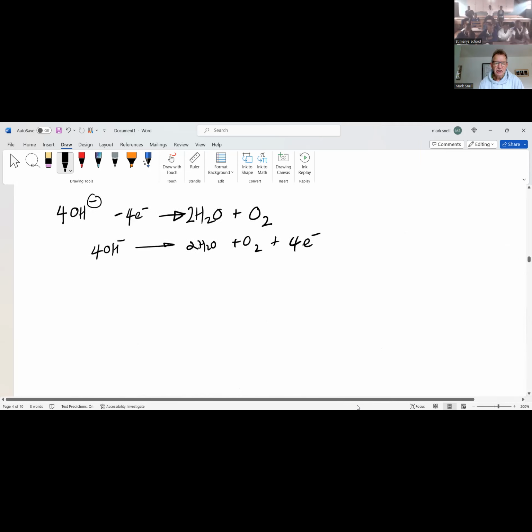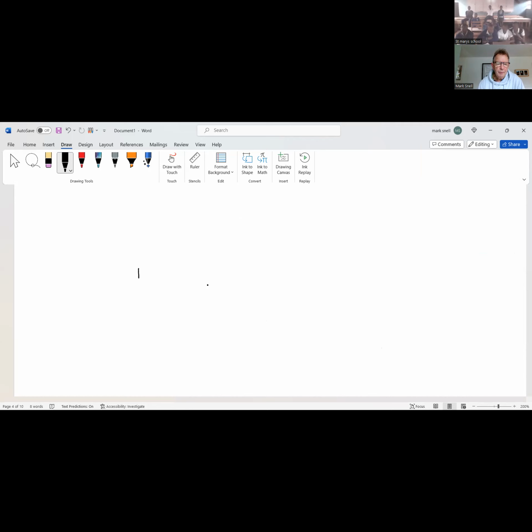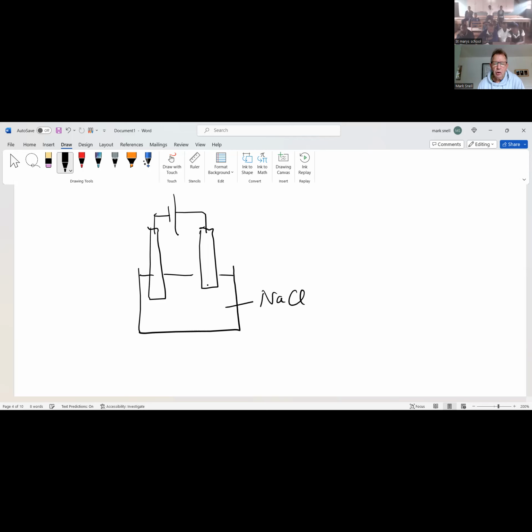So let's say I change this, and this time I have a beaker. I have my 2 electrodes. This time I'm going to change the way round it's written there, like that. And into here, I'm going to put some sodium chloride solution. So my ions are Na+ and H+ and Cl- and OH-. Which one is positive? Which one is negative? This one, the longer line, is positive. The shorter line is negative.